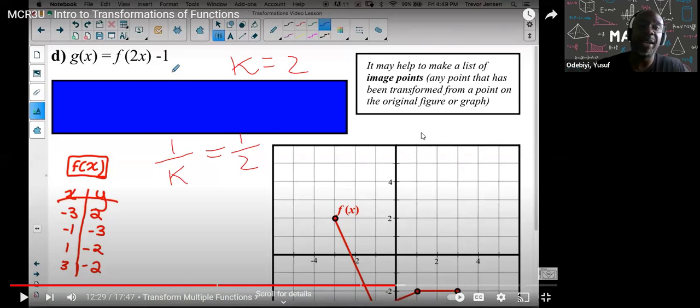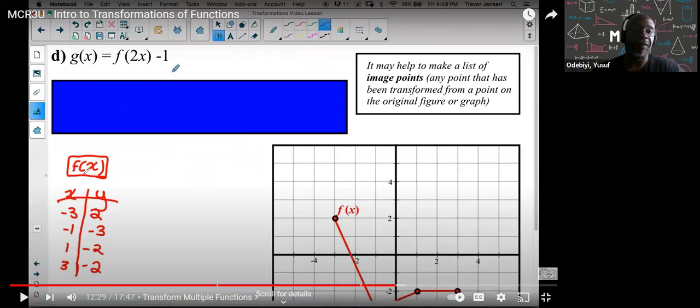If my k was a fraction, then if I plug it in here, it becomes a big number. So you know that my k is 2, but in the equation 1 over k, it becomes a decimal. Therefore, I'm compressing it because it's a small number. That's how you guys should remember that.